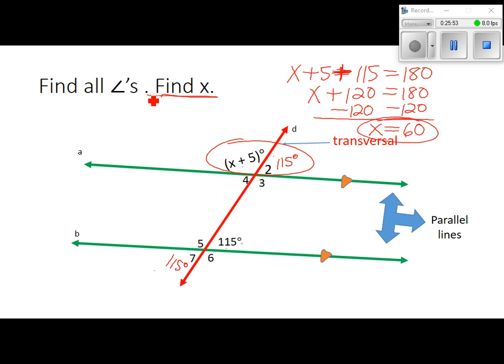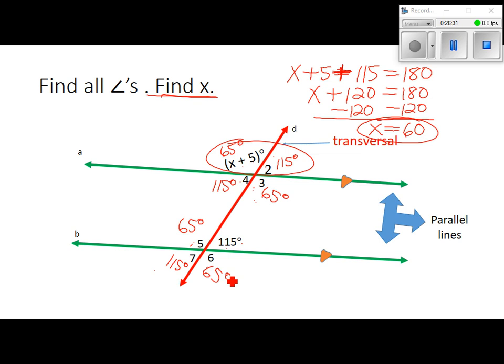They want us to find all the other angles. Well, if x is 60, then this angle is 65 degrees. That means angle 3 is 65 degrees. Angle 3 and angle 5 are alternate interior angles, so it has to be 65 degrees. Angle 2 and angle 4 are vertical angles, so that's 115. And then down here, we could say angle 3 and angle 6 are corresponding angles. If we smash the two lines together, they're going to lay on top of each other, so it has to be 65. So we found x and we found all the angles.